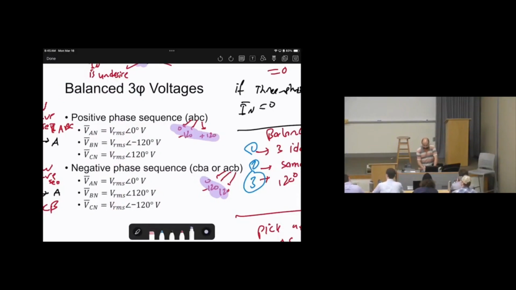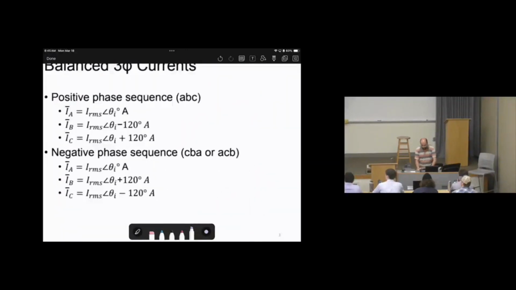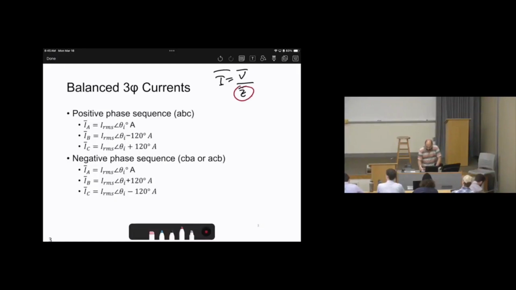Here, just keep in mind, it is for balanced system. Now, how about the currents? Again, it is balanced system. So balanced 3-phase means all of the currents will be equal to each other. According to Ohm's law, I equals V over Z. Since Z is identical, this yields the currents to be balanced. So IA, IB, IC will all be equal in magnitude.